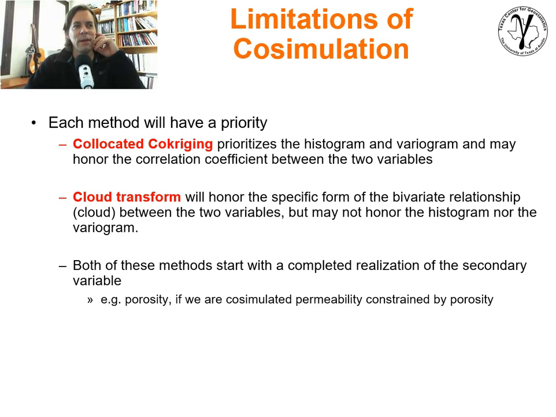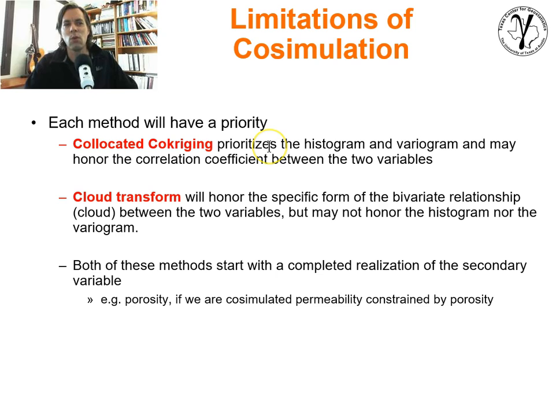All right. So let's go ahead and talk about each of the methods that we will talk about. Collocated cokriging is a methodology that focuses on using the kriging system to reproduce the histogram and the variogram, and may honor the correlation coefficient, the linear correlation coefficient between the two variables. Does a pretty good job with that. But the cloud transform is a method that will honor the specific form of the bivariate relationship. If it's a little bit curvilinear, if there's heterogeneity, if there's complicated constraints, cloud transform is your methodology if you need to reproduce that. But it may not honor the histogram nor the variogram precisely.